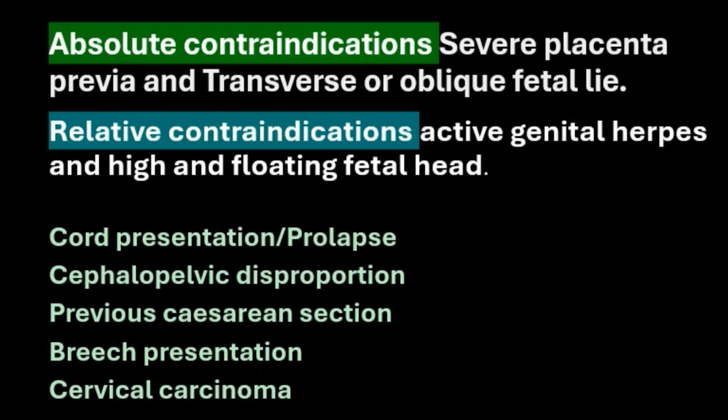Let us see the contraindications of induction of labor. There are absolute and relative contraindications. The absolute contraindications include severe placenta previa and transverse or oblique fetal lie. Relative contraindications are active genital herpes and high and floating fetal head. Some other contraindications include cord presentation or prolapse, cephalopelvic disproportion, previous cesarean section, breech presentation, and cervical carcinoma.